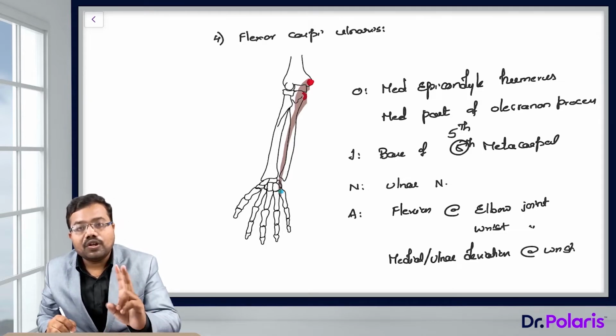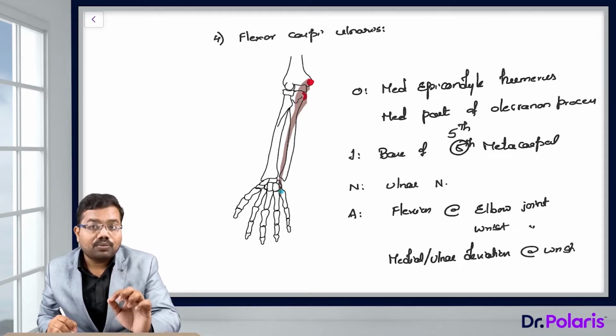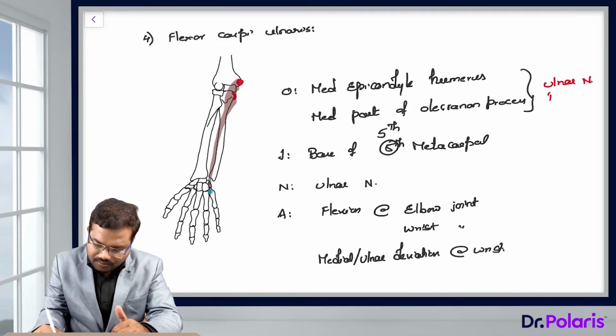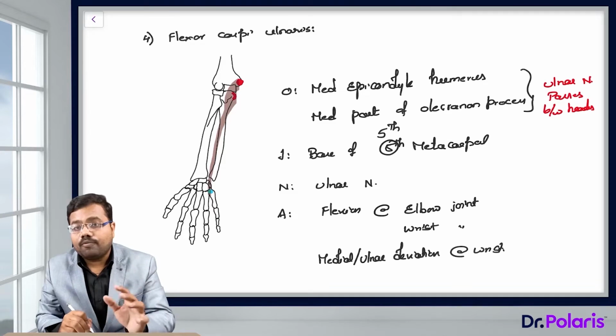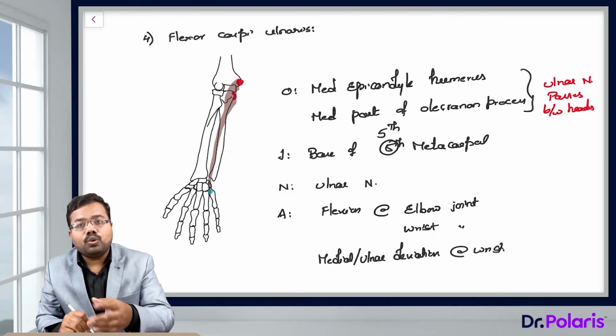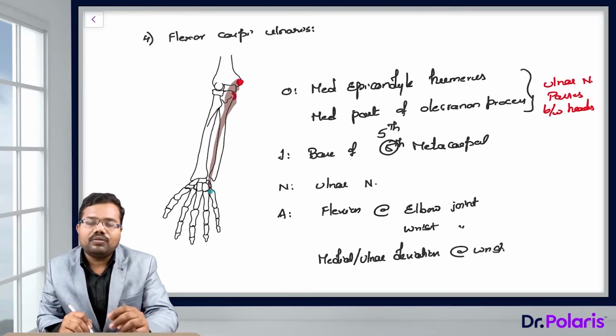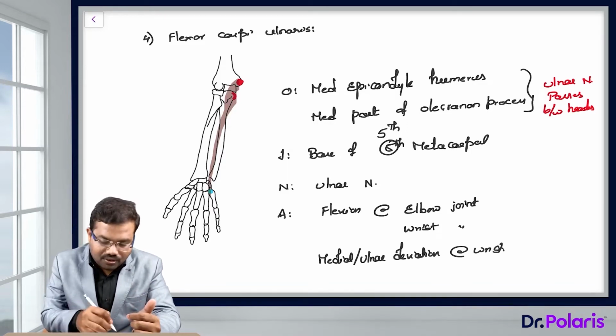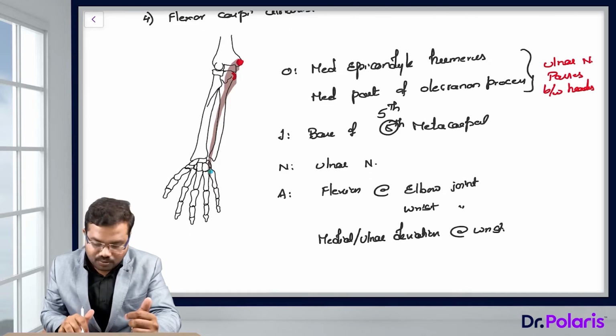So here it is also having two heads. In between these two heads, one more nerve will be passing, that is called the ulnar nerve. So in between the two heads, the ulnar nerve passes. In between the two heads of pronator there is the median nerve, and in between the two heads of flexor carpi ulnaris, the ulnar nerve will be passing. Then what about the radial nerve? We will be discussing it in the further sections. So that's about the fourth muscle in the superficial one.